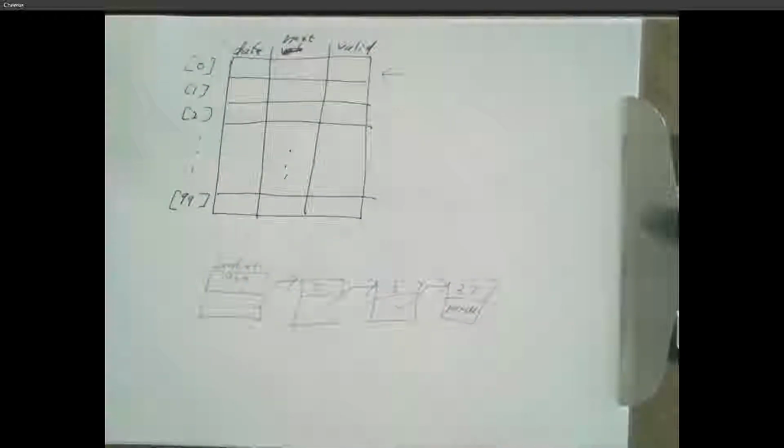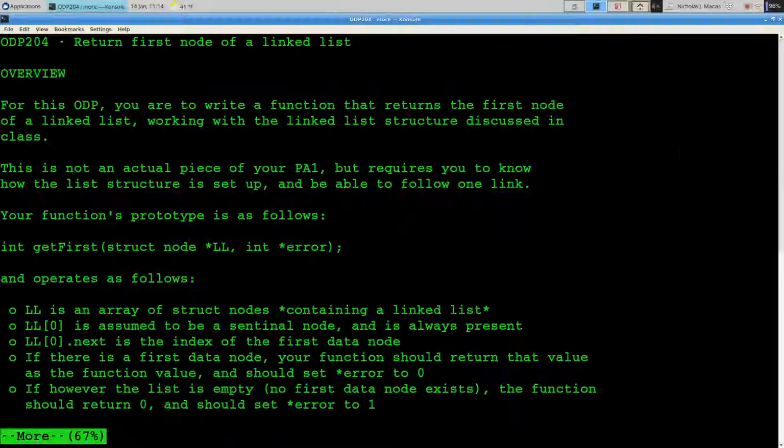Okay, and in that case, you just return a 0, but that's an error condition. So there's this second argument, error, and we set that to 1 or 0 to indicate if something went wrong. So if there is a data node, set error to 0 and return the data value of that first node. If the list is empty, set error to 1 and return a 0. So that was the goal.